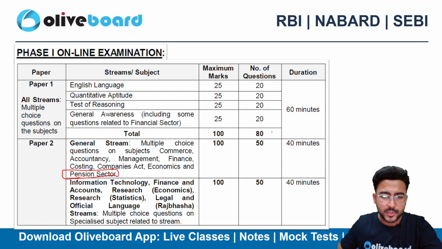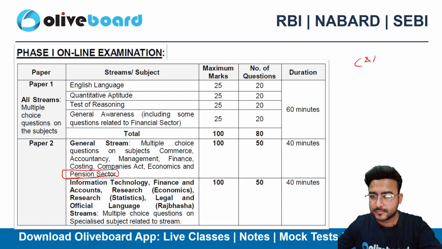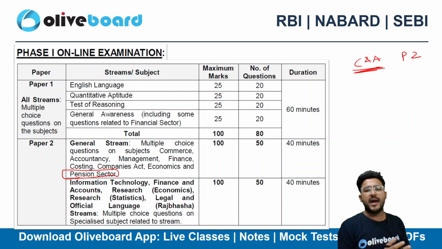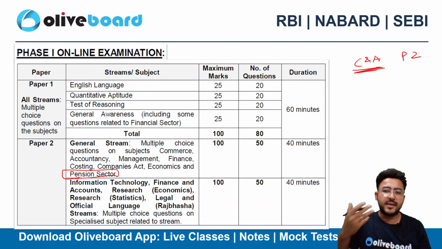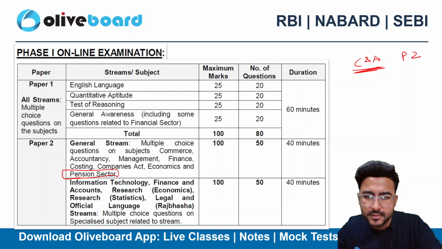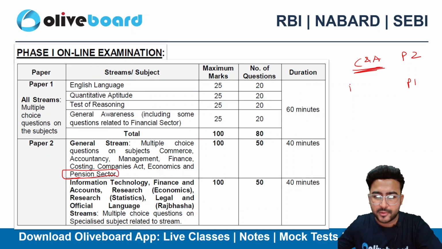Let's suppose if you are doing commerce and accountancy, from paper 2 you are doing commerce and accountancy, which is a practical subject. No doubt it's having theory as well, however it needs practical understanding to cover this subject, right? So I will advise you that from paper 1 you can either take English language, or you can even take general awareness with it, right?